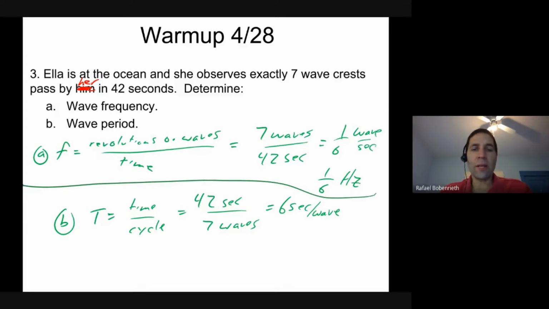The wave period, a couple ways to do it. The way I decided to do it is just invert that relationship from A, because period is time per cycle. 42 seconds for 7 waves gives you 6 seconds per wave. You could have also said it's just 1 over the frequency, which would be 1 over 1/6, which would also be 6 seconds per wave.